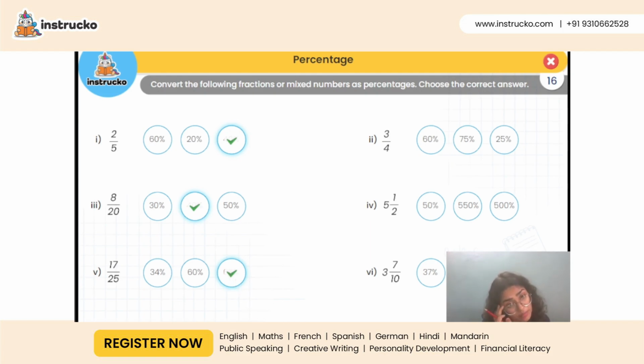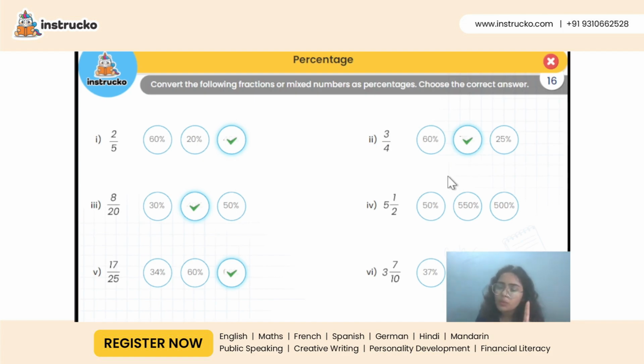Next we have 3 by 4, and again do it on your own. Take your time, 5 seconds, and then we'll do it together. Okay, so the right answer to this is 75%. Now similarly, the same step, I will not be going through it again.